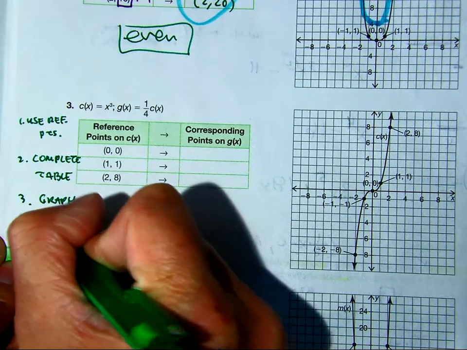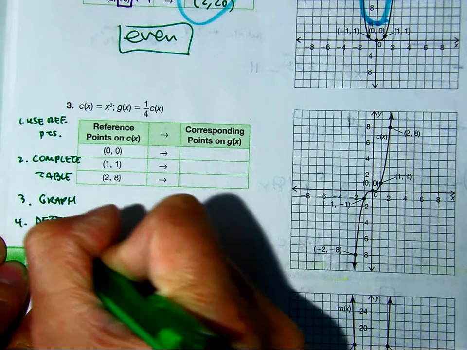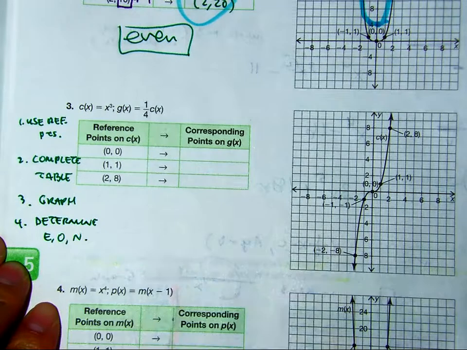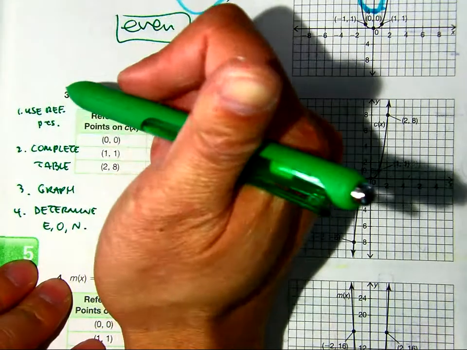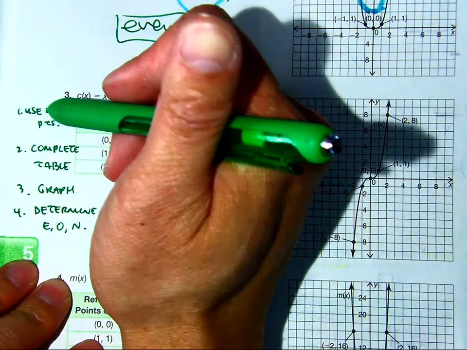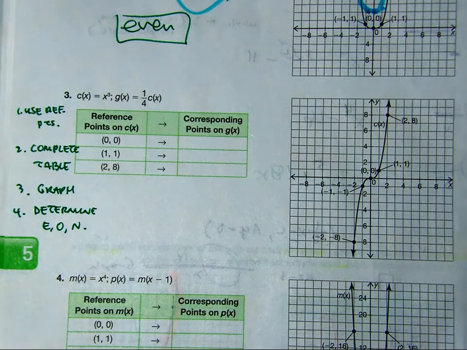And then determine if it is an even, odd, or neither function. Great strategy for me, I don't know about you. When you get a big paragraph of instructions, if you can list them out as steps and then put check marks as you complete them.